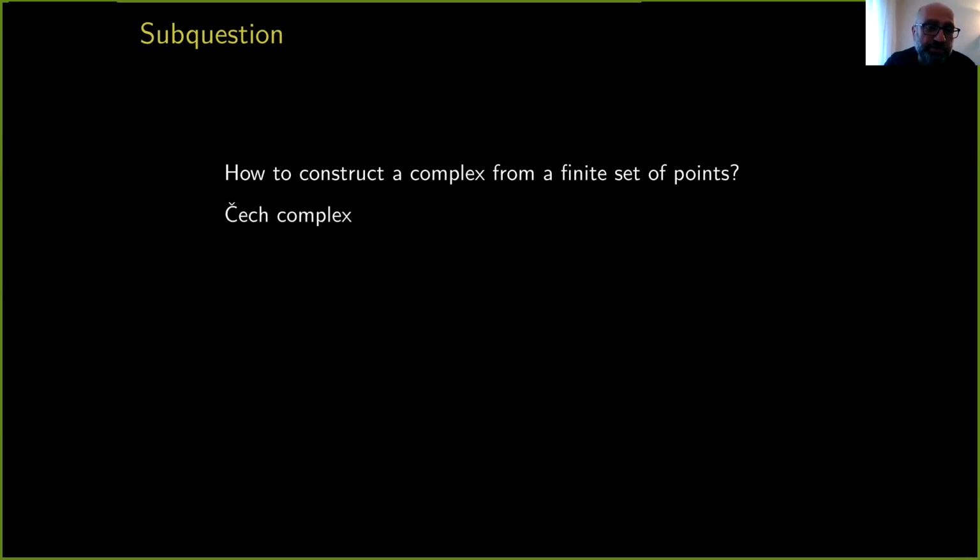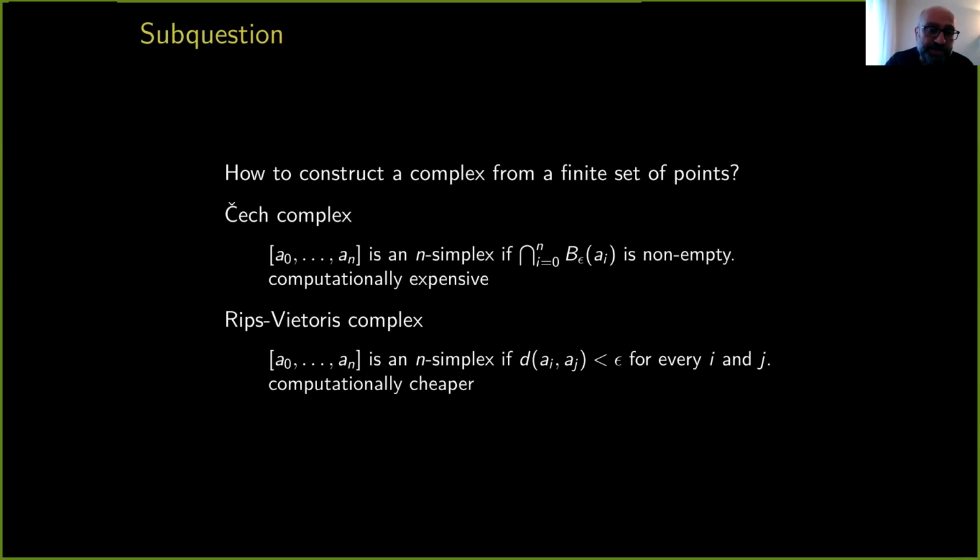So what are we going to do today? I'm going to look at two specific simplicial complexes. One of them is the Čech complex, and the other one is the Rips-Vietoris complex. Let's say I have n+1 points, which I will write as a0 up to an. These are just n+1 points from this finite collection D, and I want to construct a simplicial complex. I would like to construct an n-simplex out of these n+1 points. I will do it in two different ways.